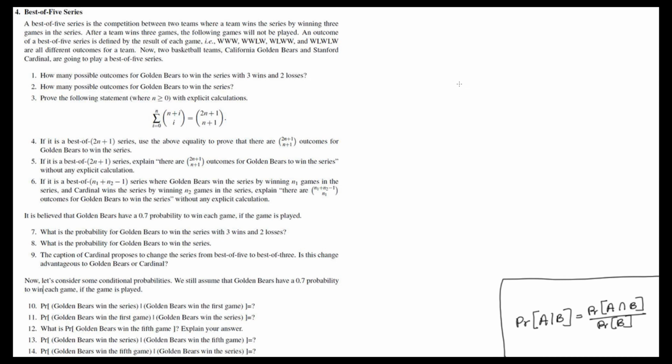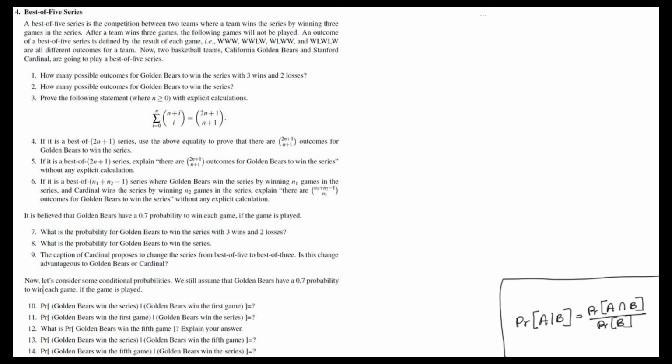From part 13, we want to know the probability that the Bears win the series, given that the Bears win the fifth game. We can actually argue this in words, and it's probability 1, because if we get to the fifth game, it's sudden death, meaning there have been 2 wins and 2 losses up to this point. So whoever wins the fifth game wins the series. If the Bears win the fifth game, the Bears win the series. So given that they won the fifth game, the Bears win the series with probability 1.